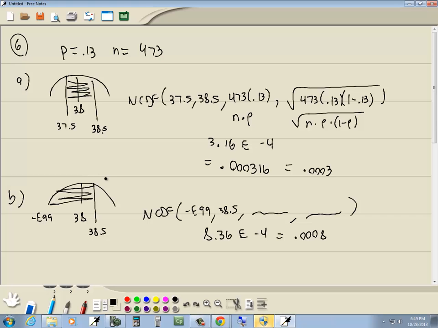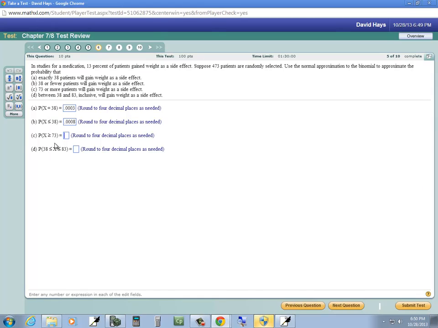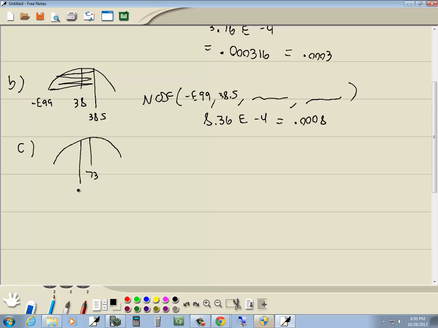This one's x is greater than or equal to 73. Greater than or equal to, well, that implies it includes 73. So I'm going to subtract 0.5. Again, we're shading to the right. Again, if your wording includes 73, your shading has to include it. And then we'll do normal CDF, 72.5, E99, comma, our mean, comma, our standard deviation.